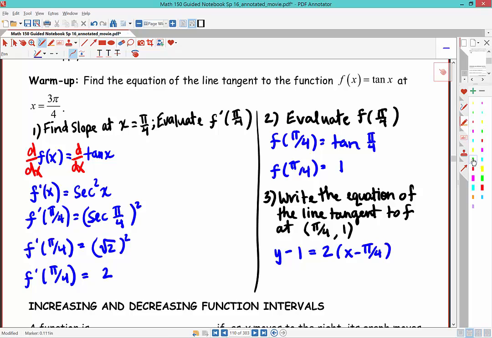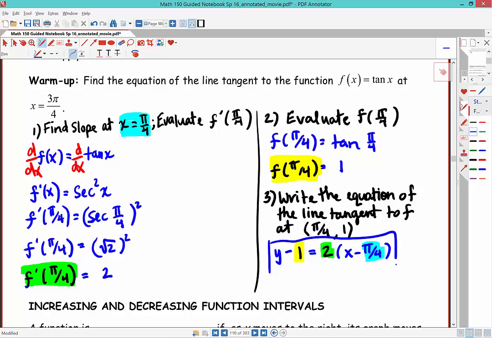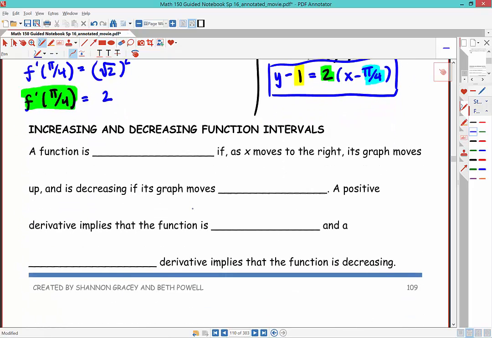So this is what we matched up. This 2 represents our slope, and that was f prime at pi over 4. And then this y value, we highlight this part, f at pi over 4, and the input value was given in the problem. And we're all done. How'd you do? Awesome. Feel all warmed up and ready to go? Woohoo! Okay, let's do it.